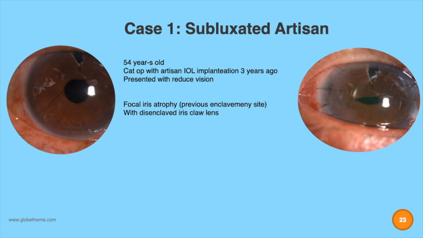There was focal iris atrophy at the previous enclavement site with subluxated IOL. The other end of the haptic is fairly strongly anchoring onto the iris tissue. So, instead of explanting the IOL, we decided to suture back the claw onto the iris tissue using the 10-0 Prolene. Suturing was done via a few stab incisions at the limbus. Vision was back to 6/9 and stable up to 5 years post-surgery.